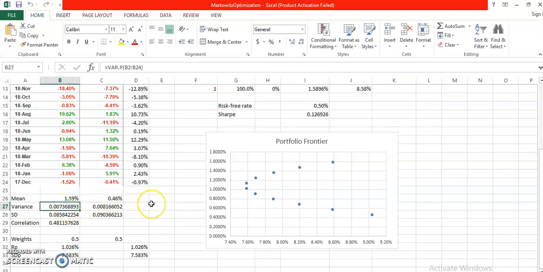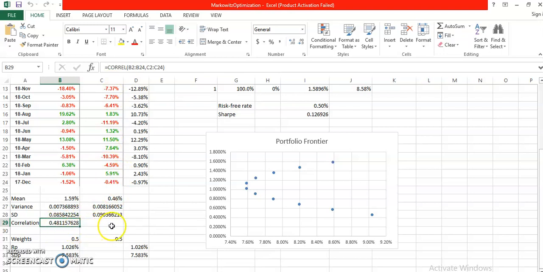Then you find out the variance of this stock. So variance is equals to VAR dot P, and then you select all the values. Similarly, for the same one, we just drag this value over here, and we get the variance for the second stock, and in the same manner we get the standard deviation. To solve the correlation value, we have to write down is equals to CORREL, brackets open, the first data set, comma, then the second data set. In this manner we get the correlation between the two assets.